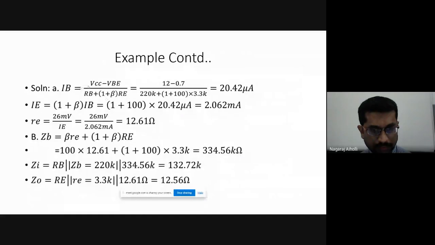Take that equation. Z0 is small re parallel capital RE. Capital RE is 3.3 kilo ohms. 3.3 kilo ohms parallel with small re, which is 12.61 ohms, we have calculated in part A. If we take the parallel combination of these two, we get 12.56 ohms. That is the output impedance Z0. Clear here?